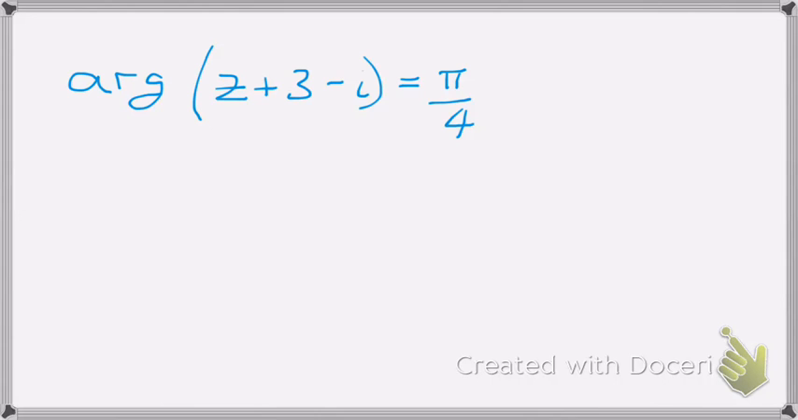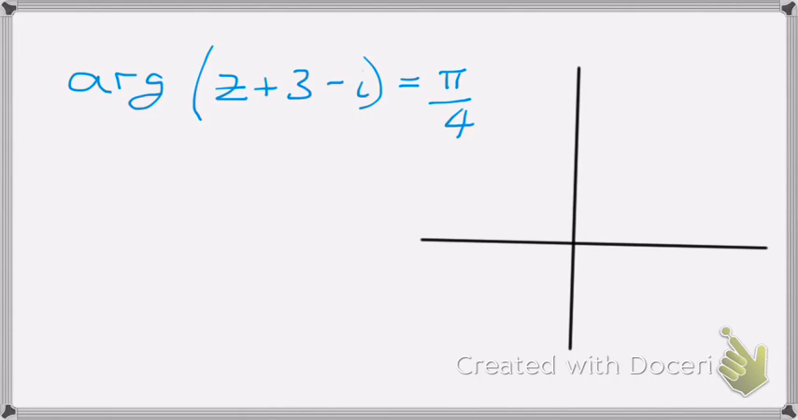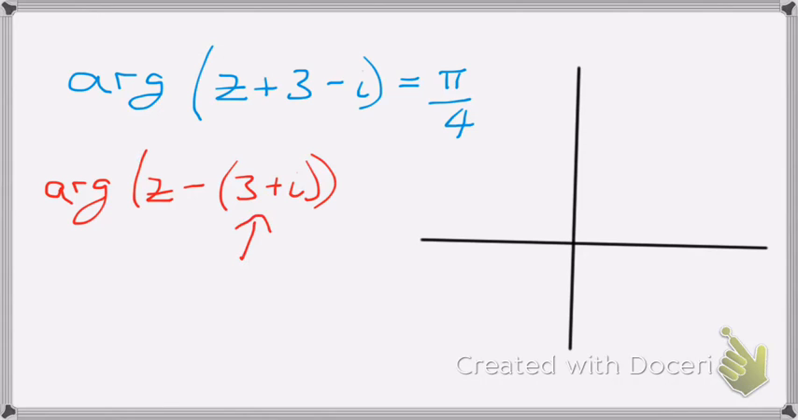Another one. So now we're on to arguments. The argument of this thing is pi on 4. Now again, the first step, I'm not labelling my axes just because it's kind of a pain with my setup to write small. So again, it's the argument from 3 plus i to z. So, that should be minus 3 plus i, shouldn't it?